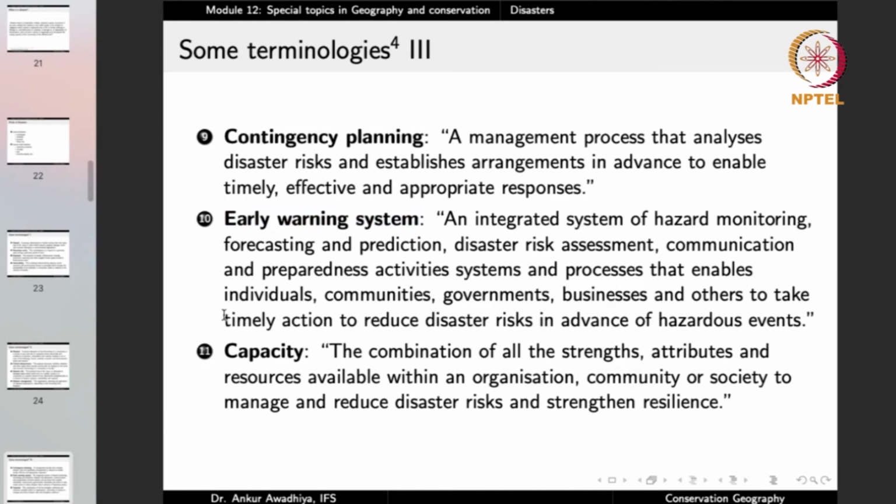Now why do we have this early warning system? So that we can take timely action to reduce the disaster risks in advance of the hazardous events. So early warning systems give us a warning in advance before the disaster has actually struck, so that we can do something to reduce the impact of the disasters.